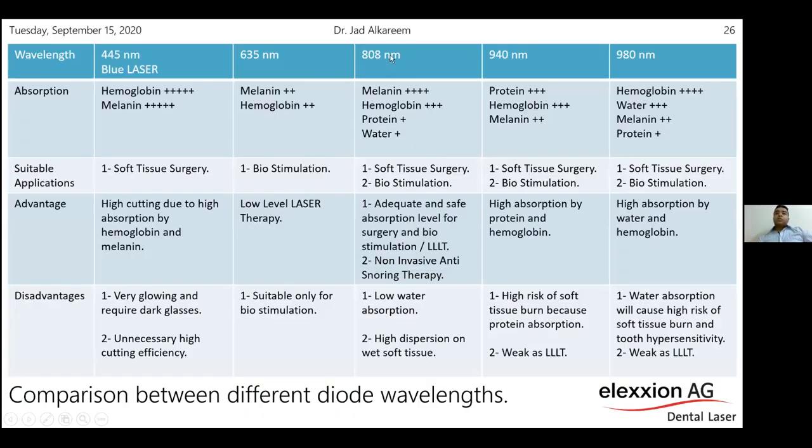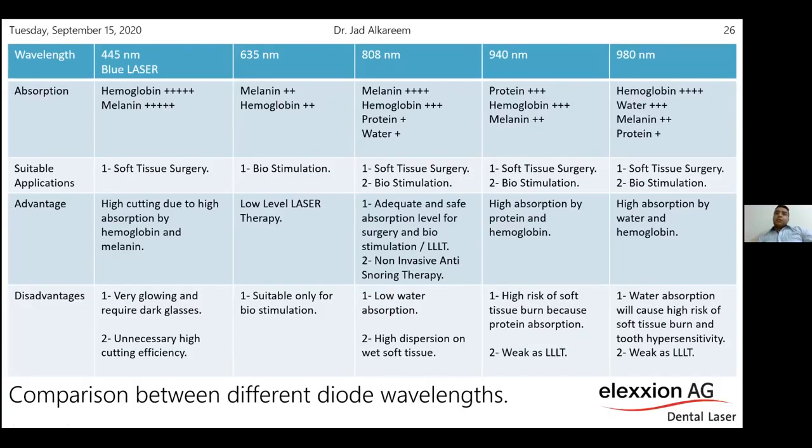Then we go to the 808. It has a very high absorption level into the melanin. It has a good absorption into the hemoglobin, and in the protein it has a low absorption, and in the water it also has a low absorption. Then we go to the suitable application. It can be used for soft tissue surgery. It can be used for biostimulation. The advantage of the 808 is that it has enough absorption level into the soft tissue, so it can give you the benefits of both cutting and biostimulation.